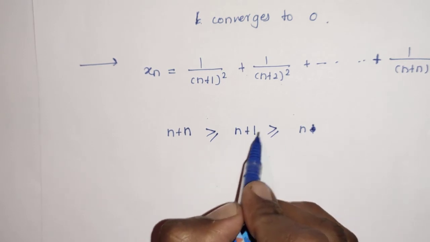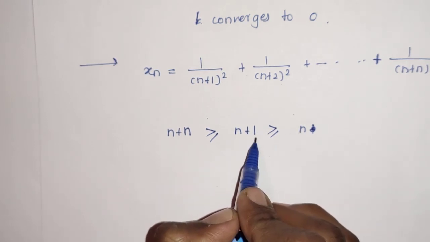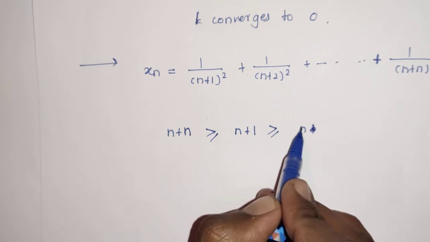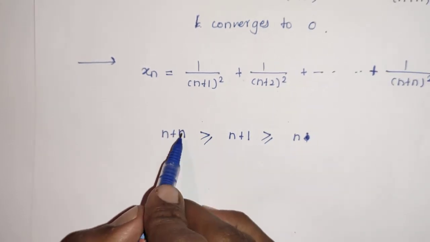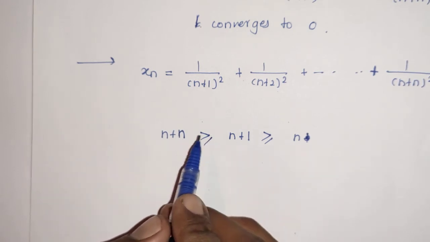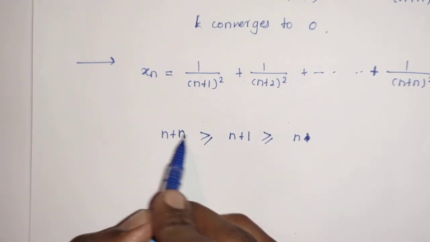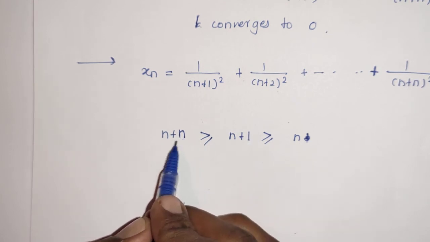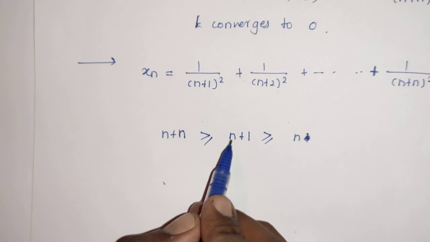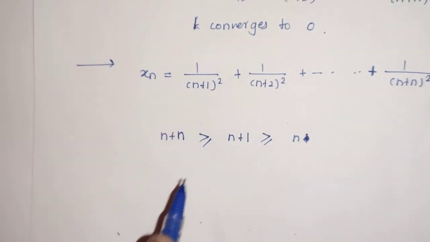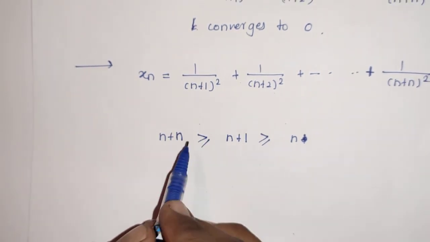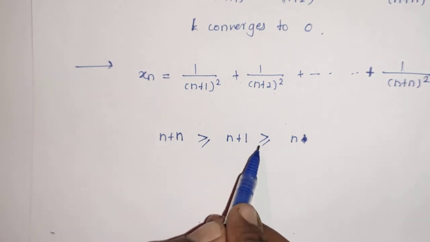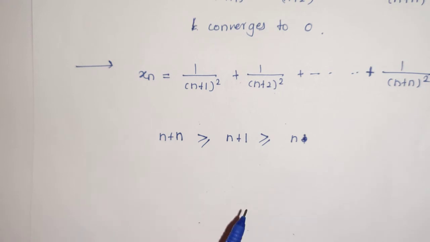If we add 1 to n, then we get n+1, so n+1 is obviously a greater number than n. Similarly, n is a natural number, and n+n is clearly greater than or equal to n+1. If we take n equal to 1, then n+1 equals n+1. So clearly n+n is greater than or equal to n+1, which is greater than or equal to n.